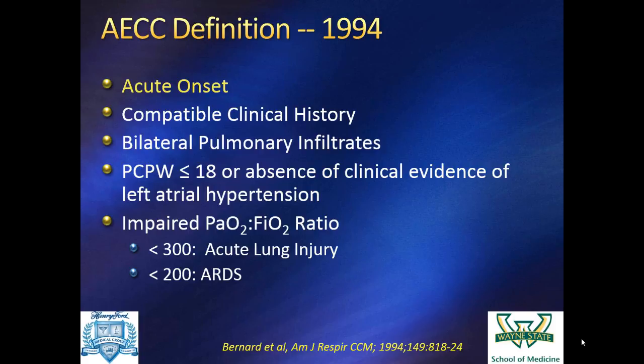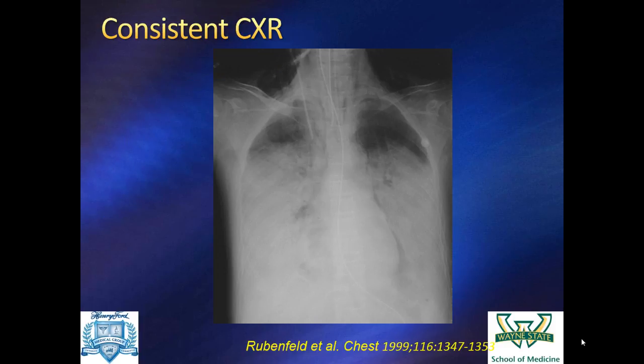And so the first was the idea that they didn't define what acute onset meant. They didn't say how acute is acute, and so that's something we fixed with the Berlin definition. The question of bilateral pulmonary infiltrates makes sense, but exactly what those pulmonary infiltrates need to look like was brought into question.